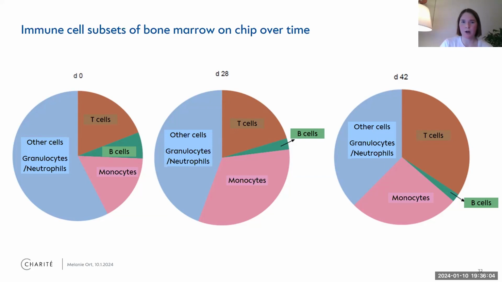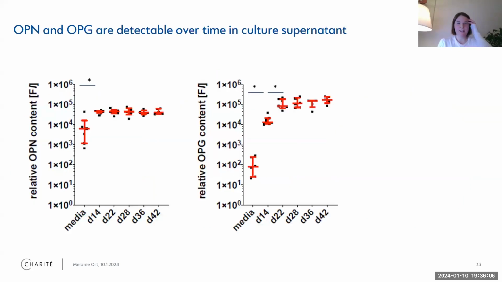And also looking at the microenvironment, the nice thing about the chip is that you can always take a little bit of supernatant and then do an ELISA or whatever when you do a media change anyways. And we could actually see in our cytokine array that we had OPN and OPG. Those are important peptides for bone formation, and they were actually there the whole time. So this was just nice.